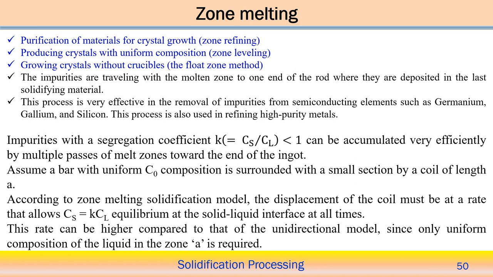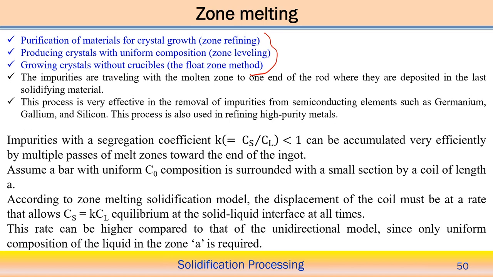So, these are the basic parallel processes which are associated with the zone melting process. We can say that there are three different methods: zone refining, zone leveling and the float zone method. These are the three methods associated with the zone melting operation.